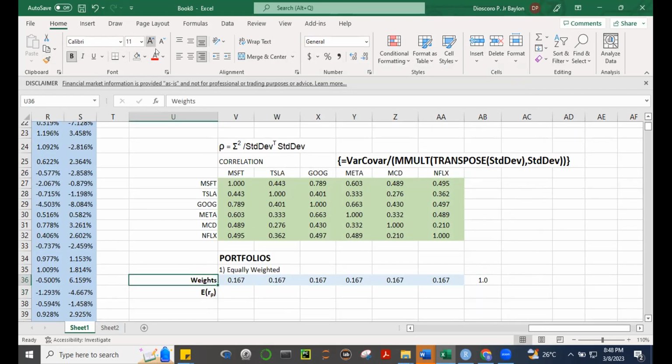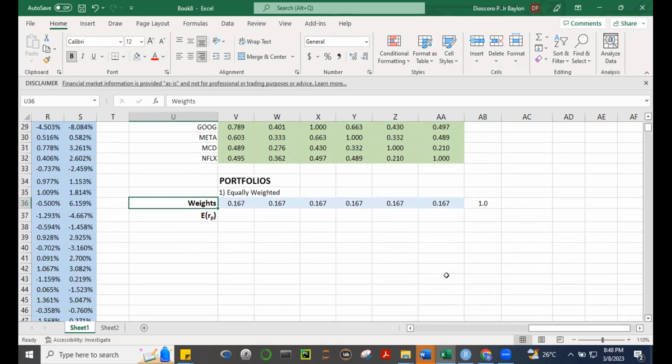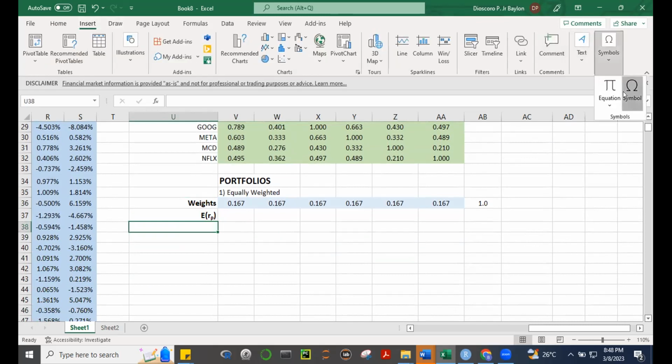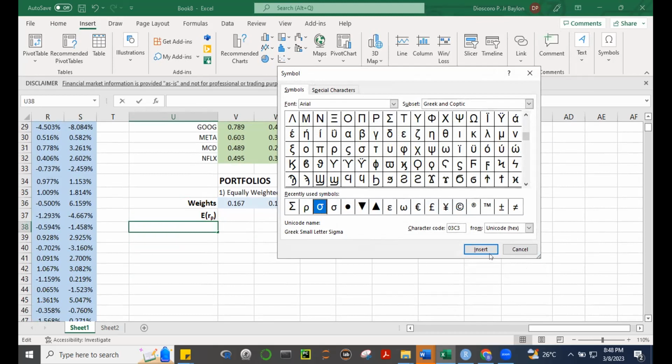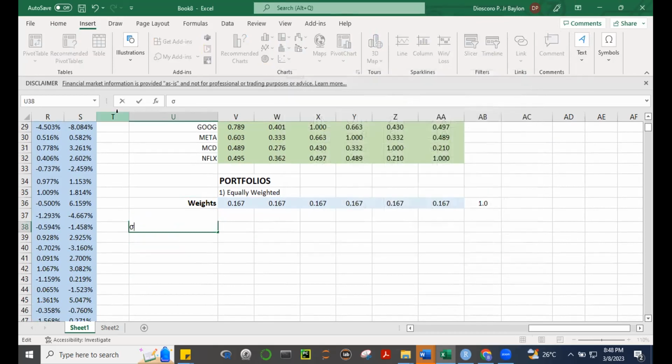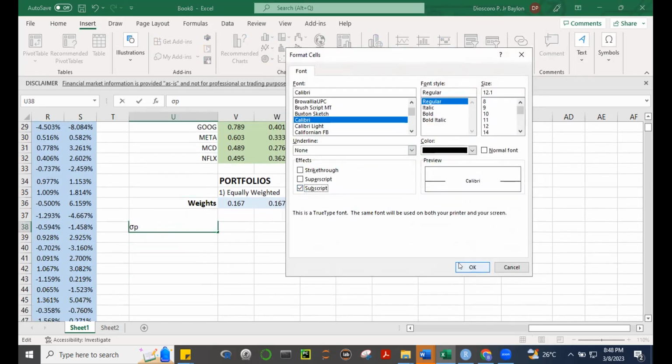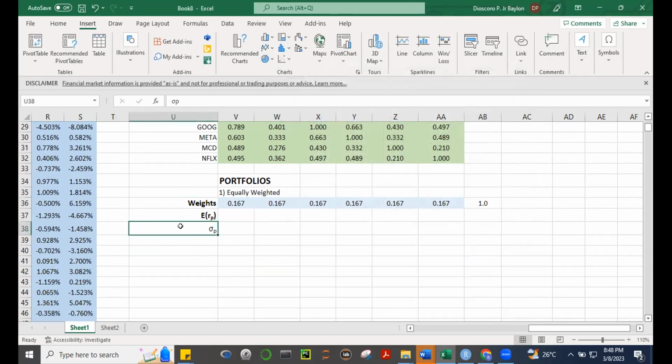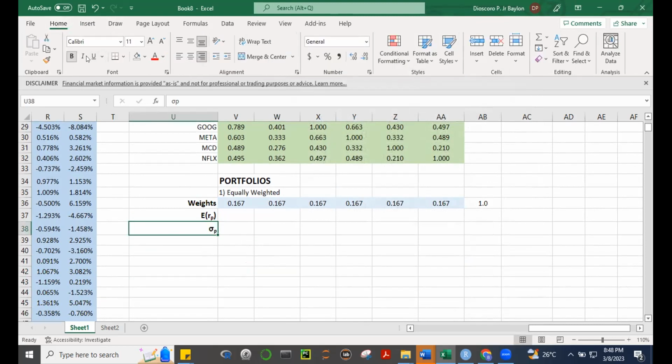Bigyan ko lang din ng ano lang. And then we need also the sigma, insert symbol. We need the variance. Let's just measure the standard deviation. Control 1, subscript. Okay. All right. Okay. So this is our standard deviation, our risk, and then our Sharpe ratio. Our Sharpe.